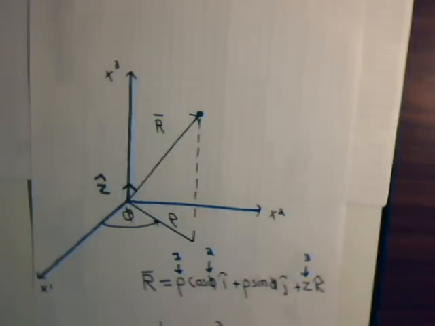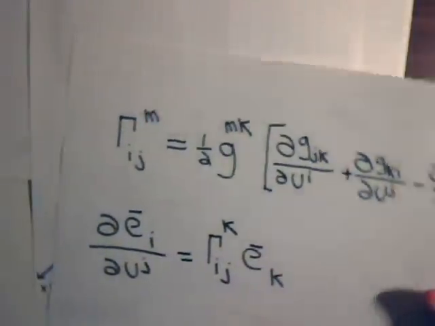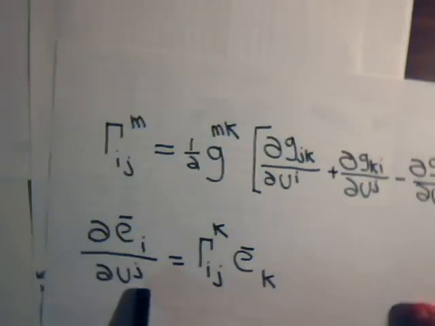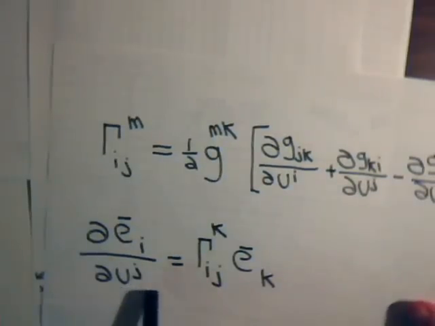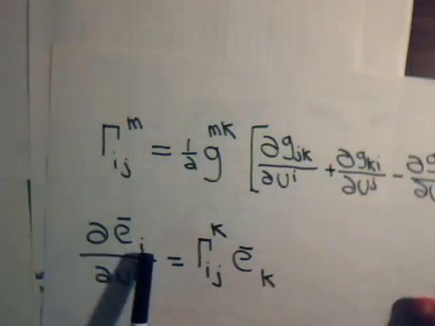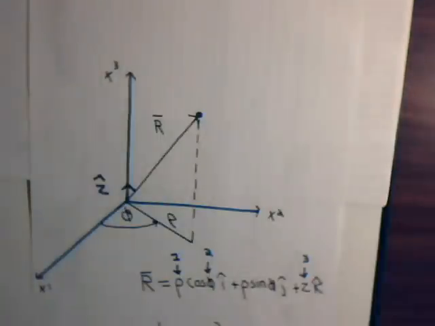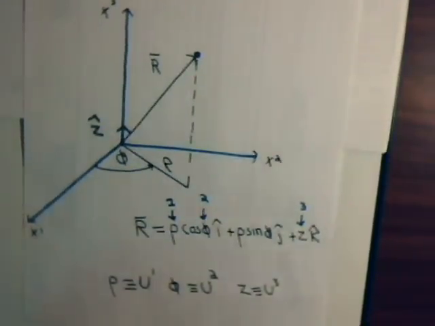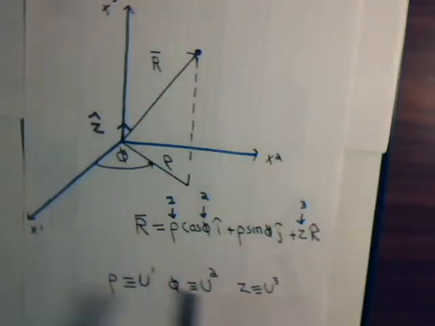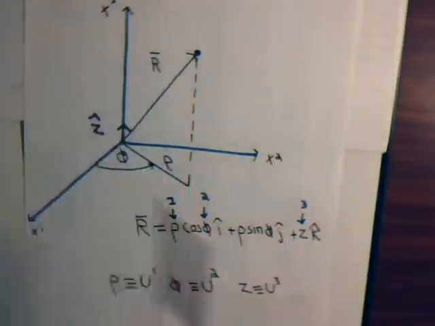Now, in our definitions, we have it set up so that the coordinate axes are labeled with a numbering system. J goes from 1, 2, 3, and further on out if we have higher dimensions than just a three-dimensional space. Same thing for here. So we'll call rho U1, psi U2, and z will be designated as U3.